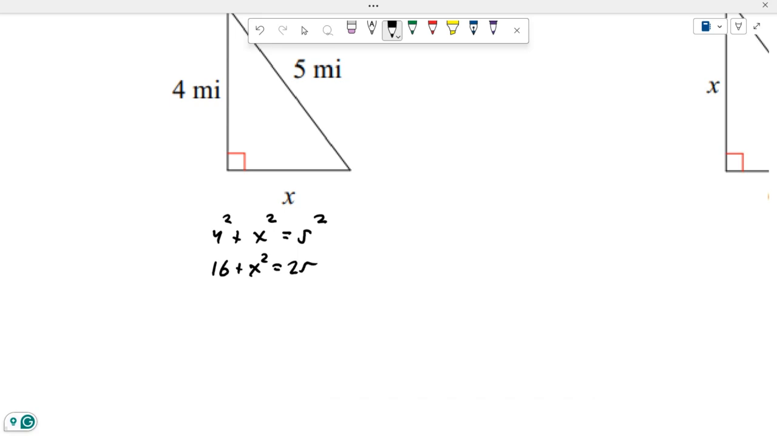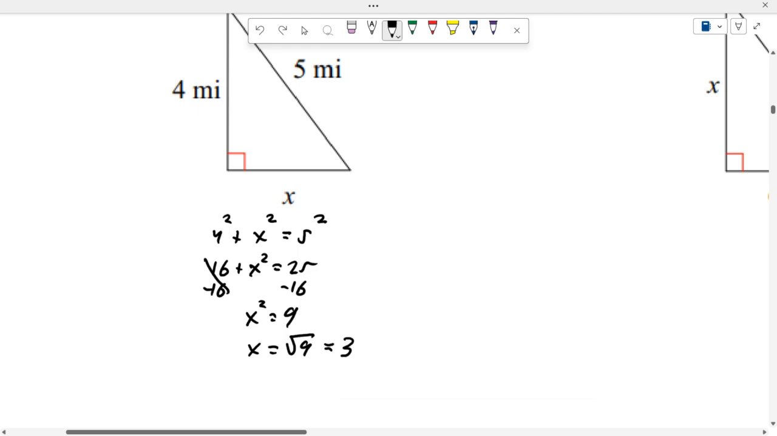5 squared is 25. Subtract 16, subtract 16. X squared equals 9. And so x is the square root of 9. Now the square root of 9 is a rational number. It's 3. So anytime you can get a rational answer, you should, right? You shouldn't leave it as the square root of 9. So the square root of 9 is 3. And that is our final answer.